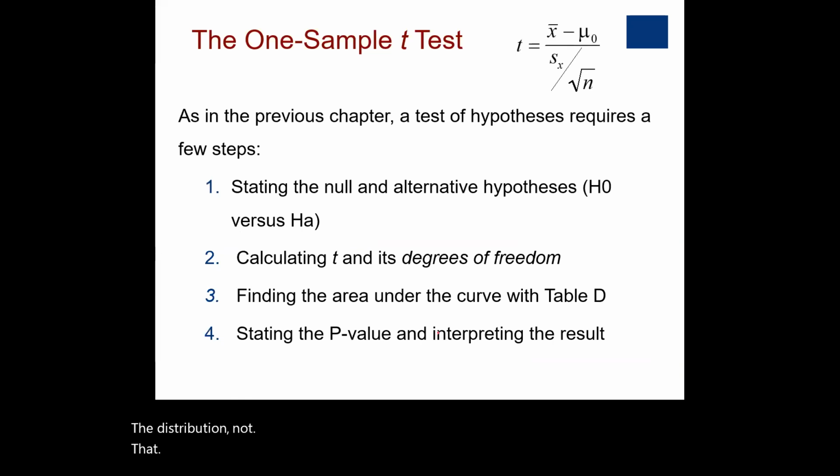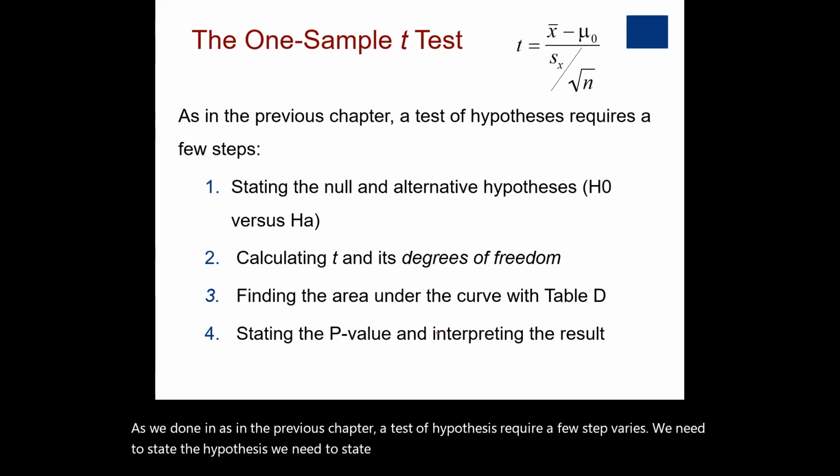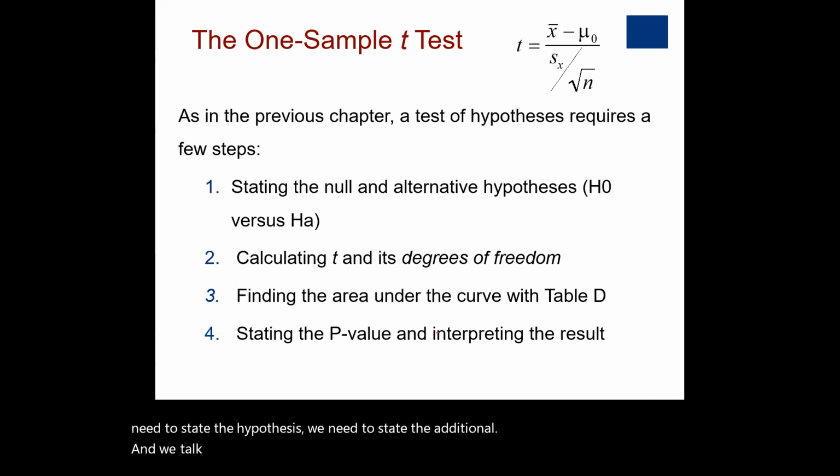Now, section 2 is talking about the one sample t-test, a test of hypothesis. As we did in the previous chapter, a test of hypothesis requires a few steps. First, we need to state the hypothesis. We need to state the H naught and HA. And we talk about how to state H naught and how to state HA.